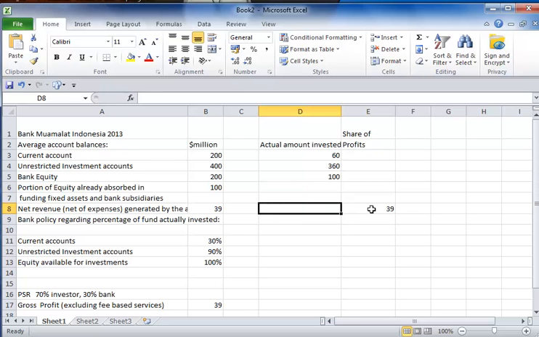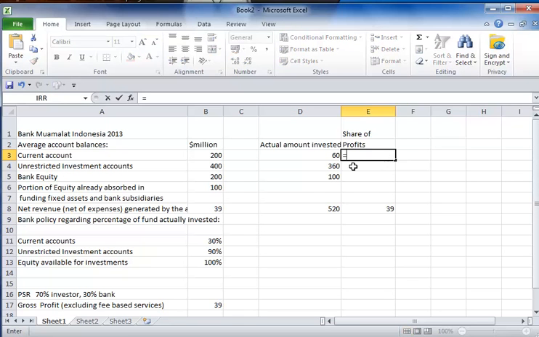Now the next step is we have to take the total of the actual amount invested. Okay, so we just have a sum formula. The total actually invested is 520 million, not 200 plus 400 plus 200. It is not 800 million which is invested, but only 520 million. So how do you get the amount of profit attributable to the unrestricted investment account? You will have to apportion this 39 million over these deposits in the ratio to the total amount invested. So for example, I'm going to take 60 divided by the total amount invested, multiplied by the total profit of 39 million. I get 4.5 million.